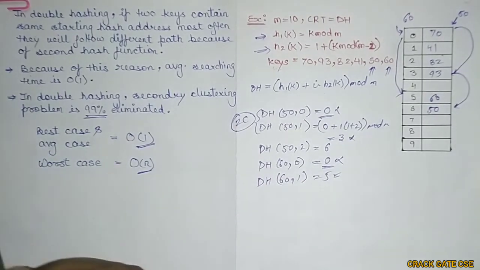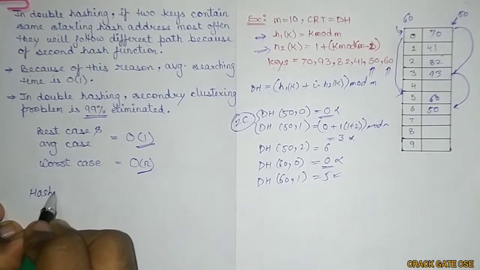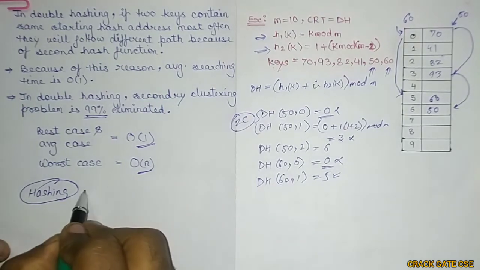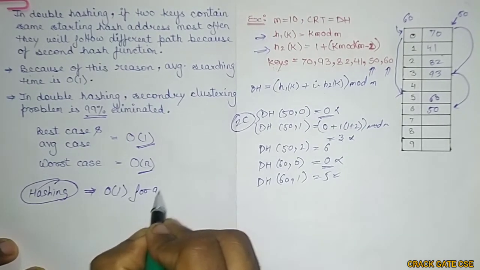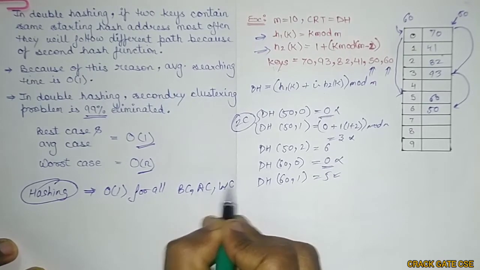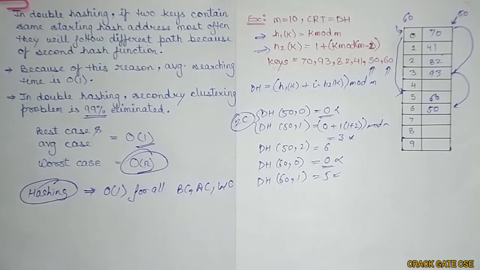Now here you can see one thing: what was the concept of hashing? The hashing concept was to search a particular element in the data structure in constant time for all cases. All cases means best case, average case and worst case. But here we are getting order of n. So that means we are not getting the required or the desired result that we want.